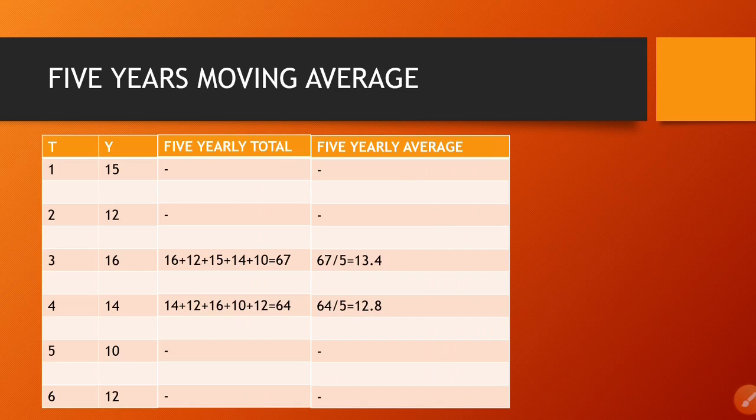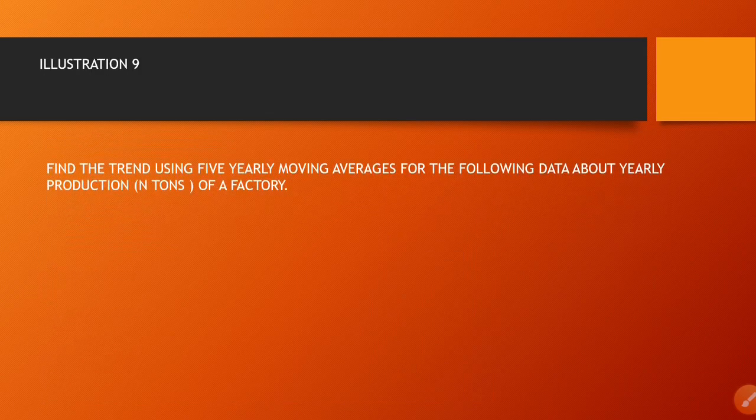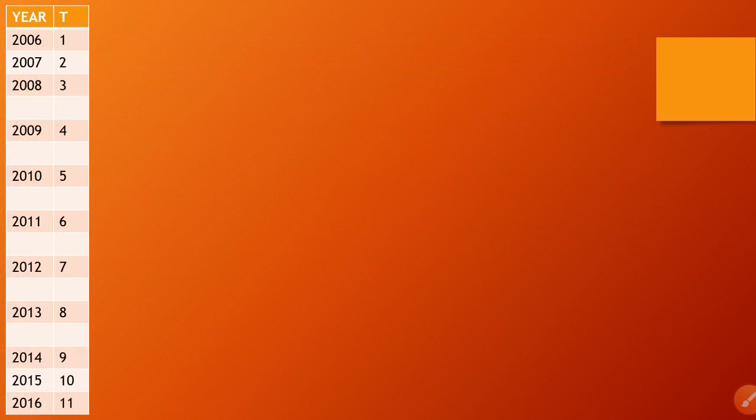So let's start an example. Find the trend using 5 yearly moving average for the following data about yearly productions of a factory. Years 2006, 7, 8, 9, 10, 11, 12, 13, 14, 15, 16. Production in tons: 112, 106, 93, 90, 114, 159, 170, 130, 108, 113 and 115. So you have to do 5 years average.